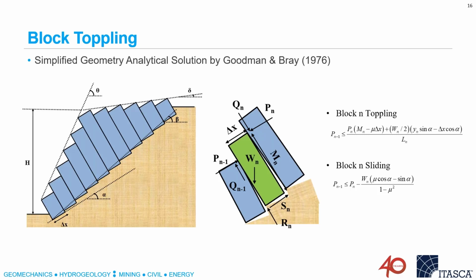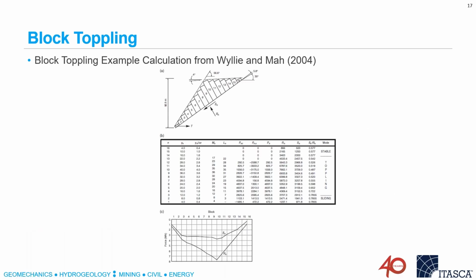stability. Then the last one is block toppling, a little bit more complex, and this particular analytical solution tells us which blocks will topple, which blocks will slide, and which blocks are stable. And again, there are equations for each of the blocks shown here, and it's quite a bit more complex to calculate this, and there are examples of how to do this in, for example, Wyllie and Mah, the second reference text that I showed you at the start.